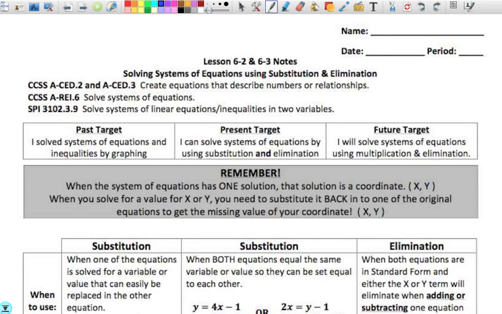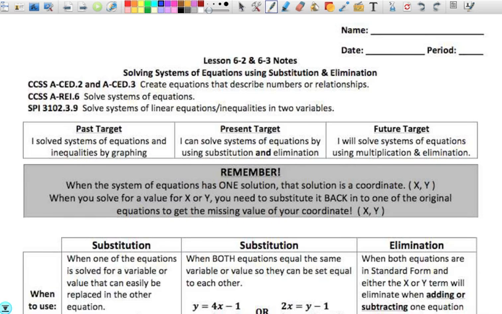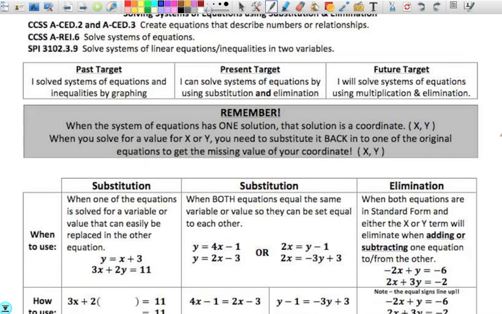Okay, these are our lesson 6.2, 6.3 notes. We are solving systems of equations using substitution and elimination, this time instead of graphing. So we've solved systems of equations and inequalities by graphing up till this point. Now we're going to learn about substitution and elimination, and then in the future we're actually going to do substitution and elimination using multiplication and other factors when we do it.